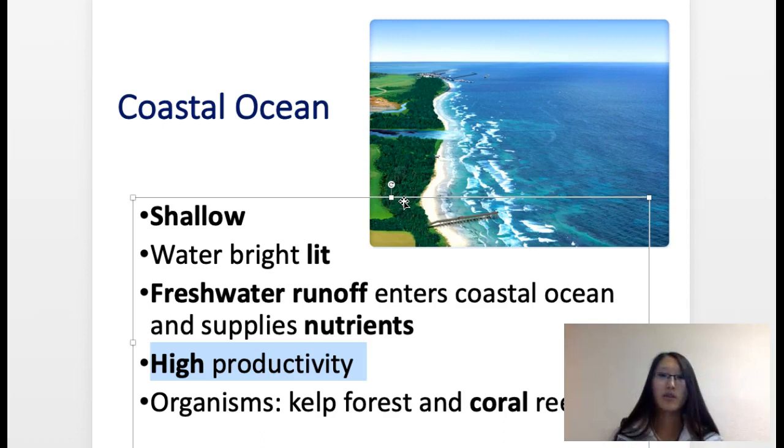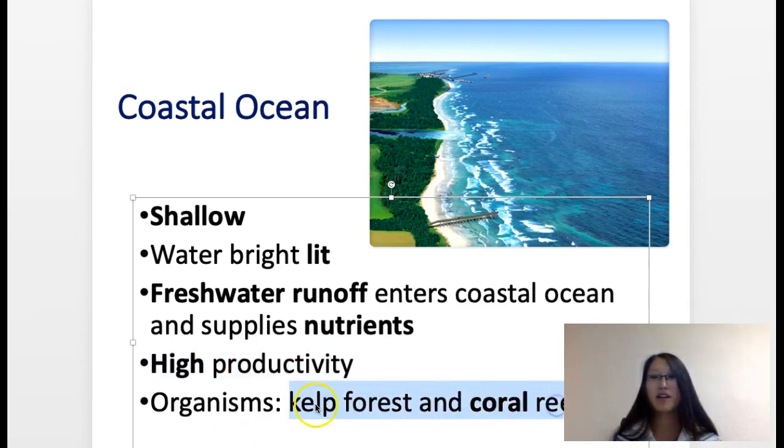It's very shallow. But because of all those nutrients, we can have very high productivity and high biodiversity, meaning that we have a lot of living organisms. And examples of organisms that live there are kelp forests and coral reefs. So all those organisms are able to live in the coastal ocean zone.